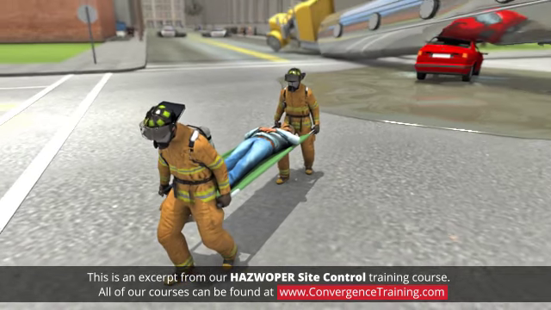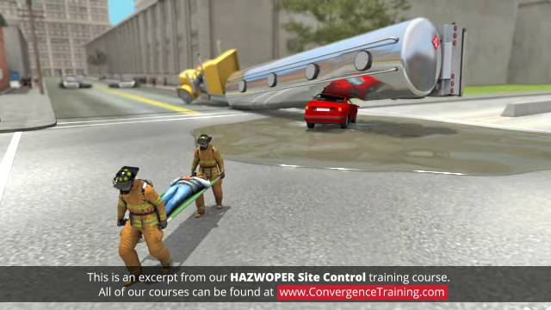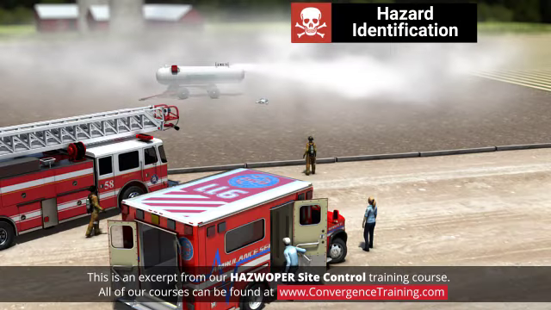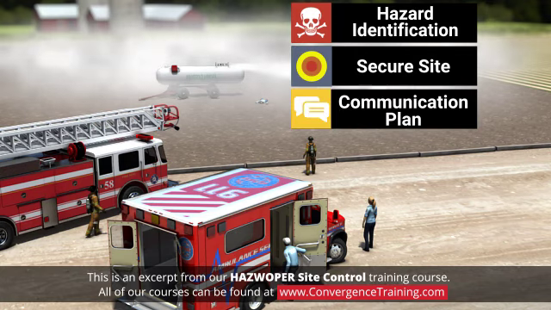The movement of people and equipment at a hazardous material site must be carefully managed to minimize worker exposure and protect the public from hazards. Hazards need to be identified. The site must be secured, and a communication plan should be implemented.